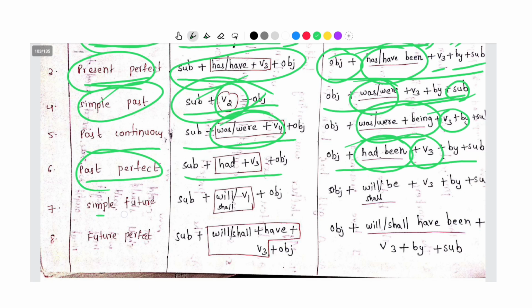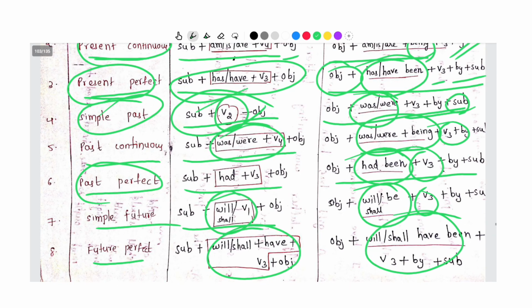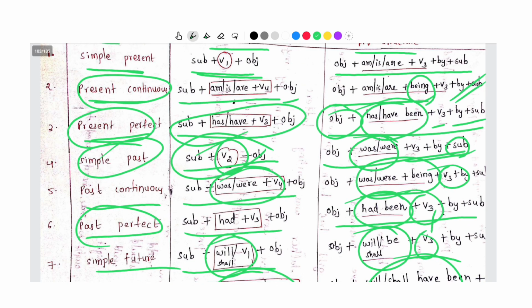And in simple future, subject plus will or shall plus V1. Here will be or shall be plus V3. In future perfect, will or shall plus have plus V3. And here will or shall have been plus V3. You have to remember here by plus subject is common, object is common. Here subject and object, starting and ending, are common. So you have to remember these middle ones.